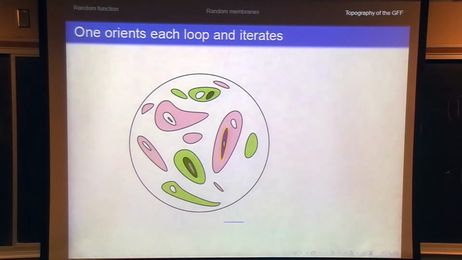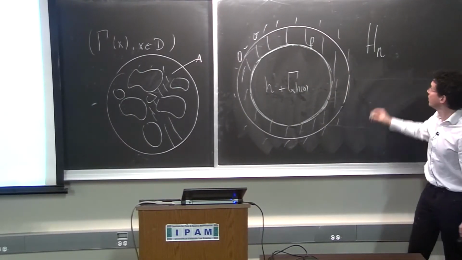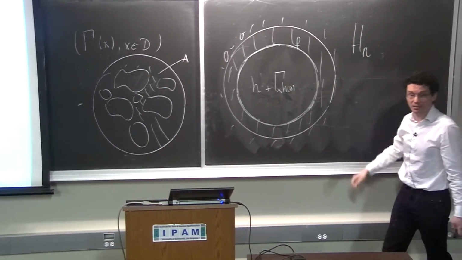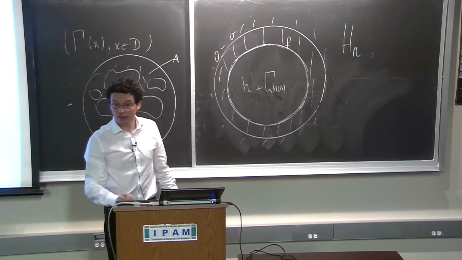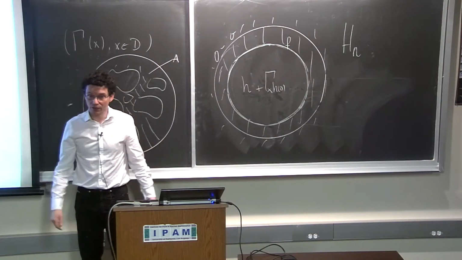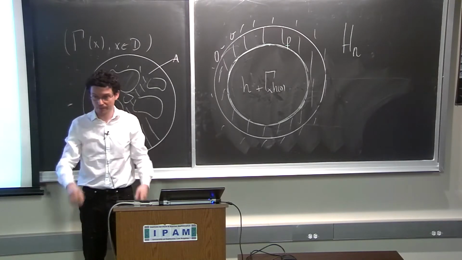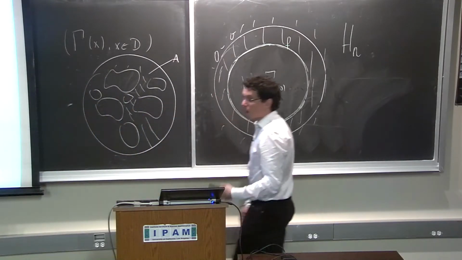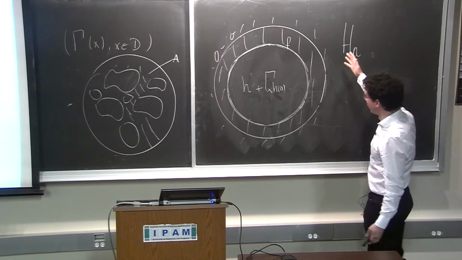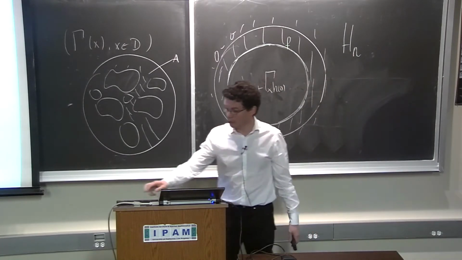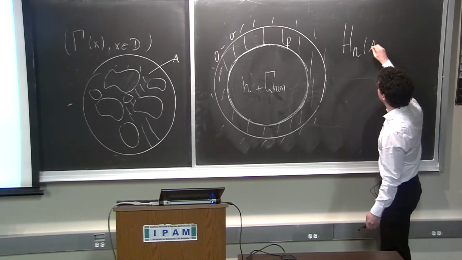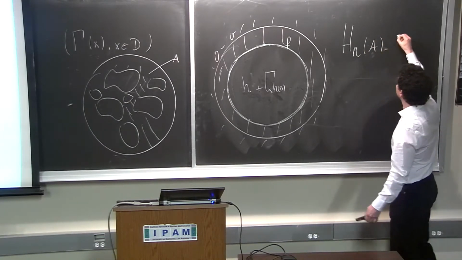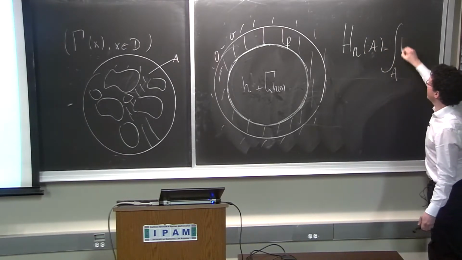After n steps, I have a function hn, which belongs to basically minus n times 10 and plus n times 10 in this way. OK, so you have these random plateaus. Now, the claim is the following: for each a, you can define hn of a, which would be the integral over a of hn of x.